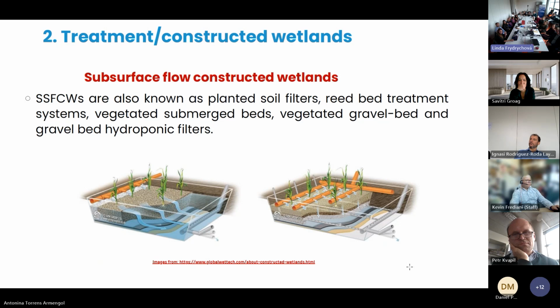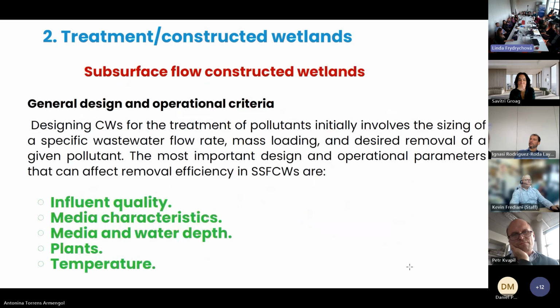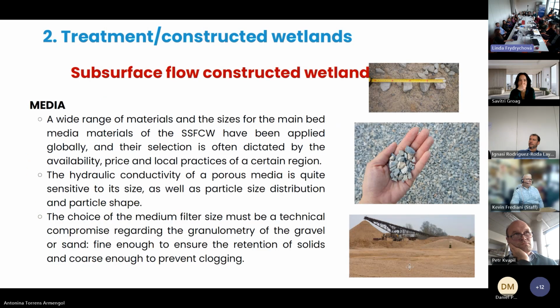And this is the subsurface flow, and we go directly to the vertical. Well, what are the important criteria for subsurface flow systems? We have the inlet quality, the media, which is very important, the plants and the temperature. With these four parameters, we can design these systems. The media is the key parameter, the most important thing. If we choose a good media, it will work. If we choose a bad media, it will not work at all. The media is more important than the plants for subsurface flow.